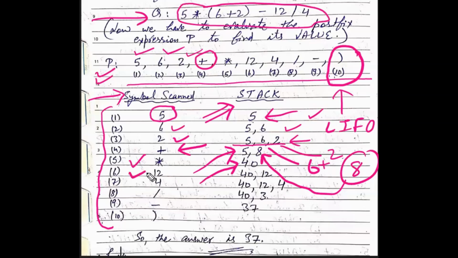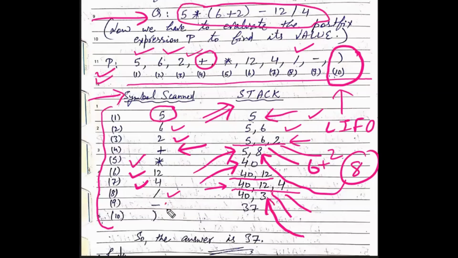Now the content of the stack became 40. Next element is 12, so 40 and 12 are the new contents of the stack. Next element is 4, so now 40, 12 and 4. These are the three elements in the stack. Now next is this divide symbol. An operator is coming, so remove 12 and 4, apply the operation 12 by 4, and the answer 3 is again pushed into the stack.